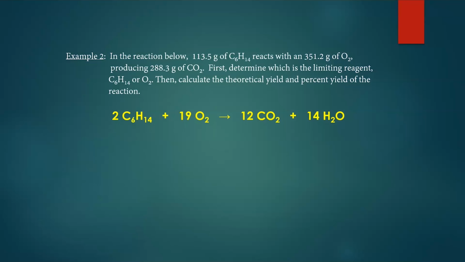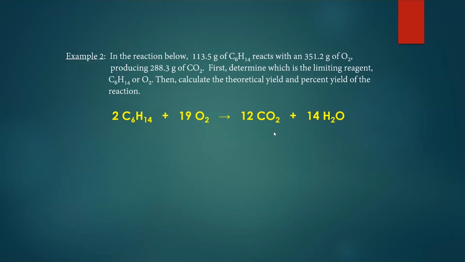All right, let's see if we can put everything together that we've talked about in Chapter 10. So we want to calculate the theoretical yield, we want to figure out what the limiting reagent of a reaction is, and finally figure out the percent yield of a reaction. So this time we're going to be looking at the reaction of hexane and oxygen to produce carbon dioxide and water, so a basic combustion reaction.